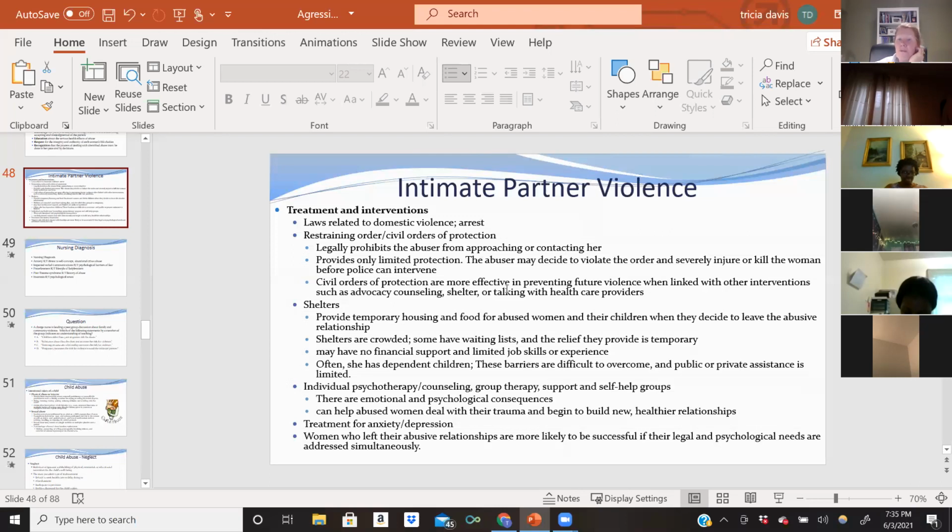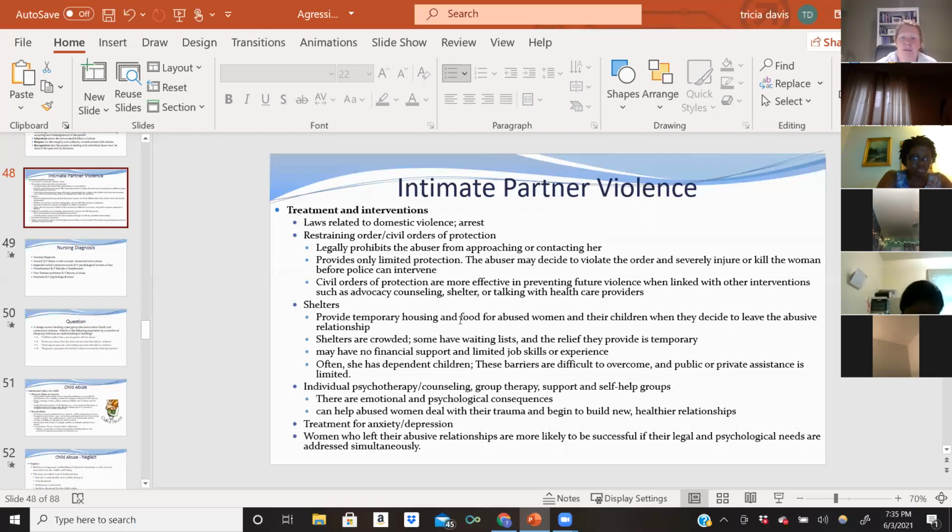Civil orders of protection are more effective in preventing future violence when they are linked with other interventions. So if someone is not allowed to go around their loved one because they did X, Y, and Z, then we have to make sure that they get counseling, the person who is doing the violence. And for the person who was the victim of violence, we want to make sure that they can also receive counseling. If they can't go back to the home anymore, or if they left the husband, we want to make sure that she and her family, maybe her children, have a nice, safe shelter to go to until they can get back on their feet.